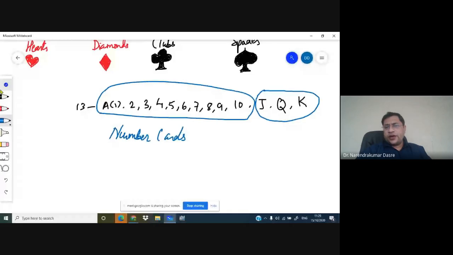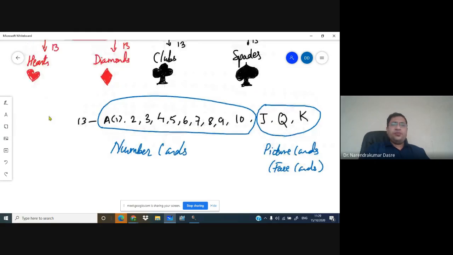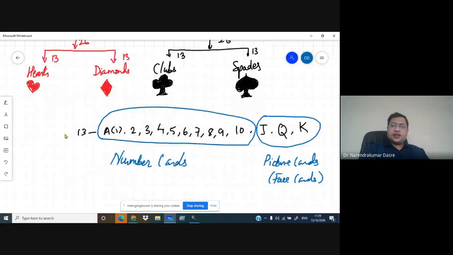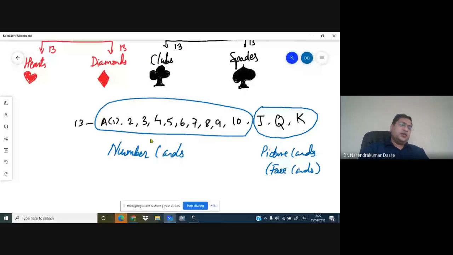This we call picture cards, or these are also called face cards. Either we have picture cards or face cards, because we have faces or pictures on these cards. So this way we have a pack of 52 cards: 26 red, 26 black, then 13 hearts, 13 diamonds, 13 clubs and 13 spades. And we have the 13 face cards. Each suit contains number cards and then picture cards.